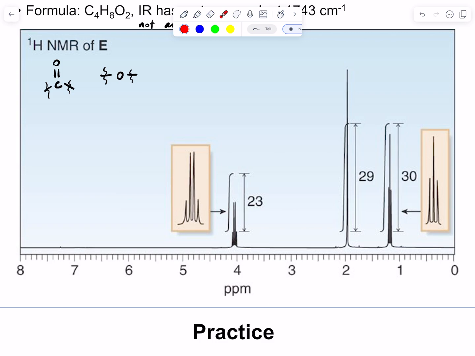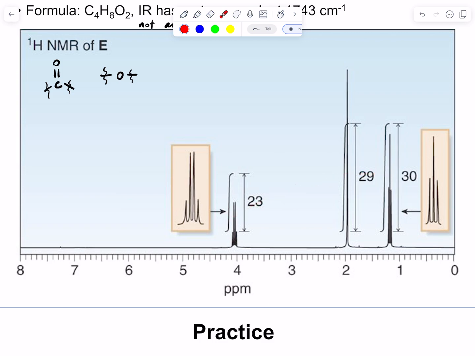Please do not tell me, "But Dr. Price, 23 divided by 29 is not 0.666666666." I'm sorry, please don't tell me that. I don't care. We're not thinking that hard. You're overdoing it if you're thinking at that level. It looks like a 2 to 3 ratio.